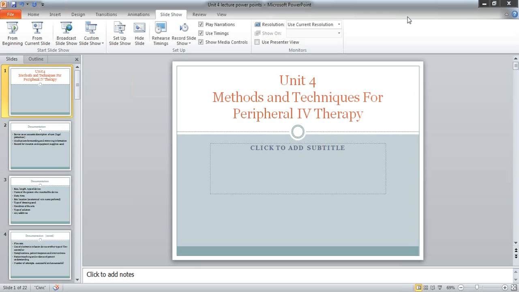That is the end of Unit 4, Methods and Techniques for Peripheral IV Therapy.